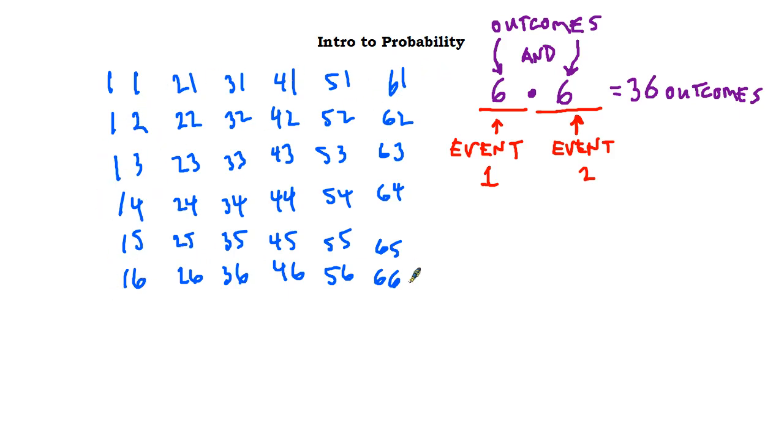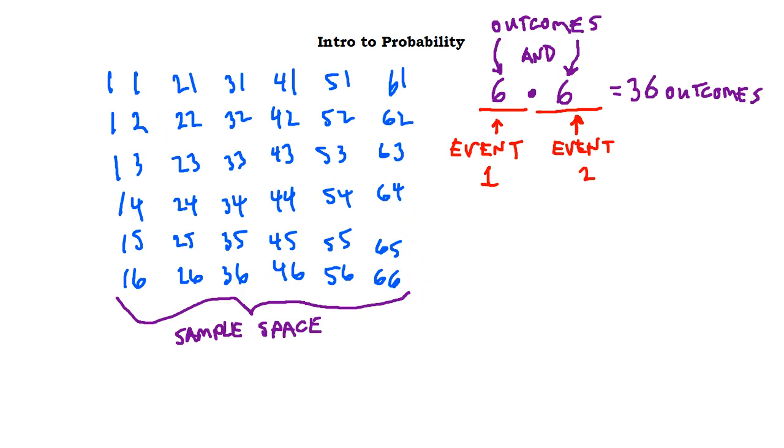This list of possible outcomes is known as a sample space, and I'd like you to add that to your notes. This is called a sample space, and we use sample spaces to help us determine probability. If we can count all the different outcomes in a sample space, then we can figure out some probability questions.